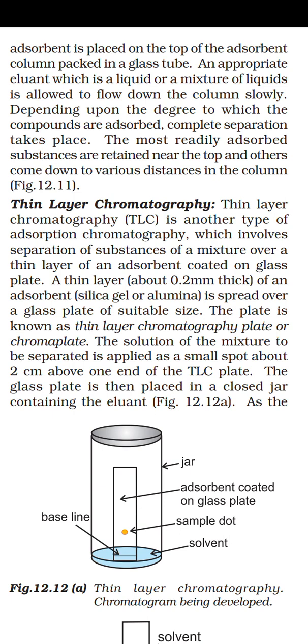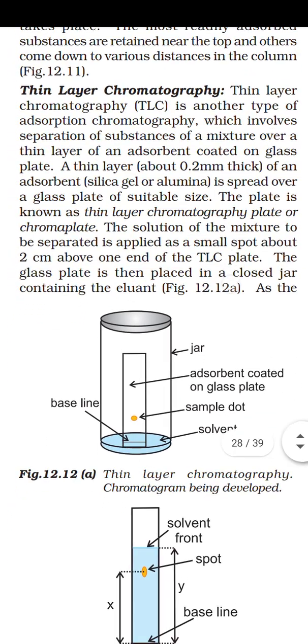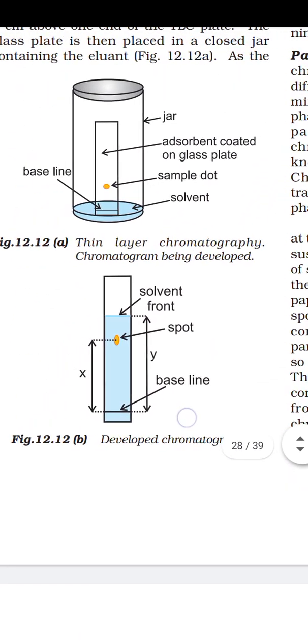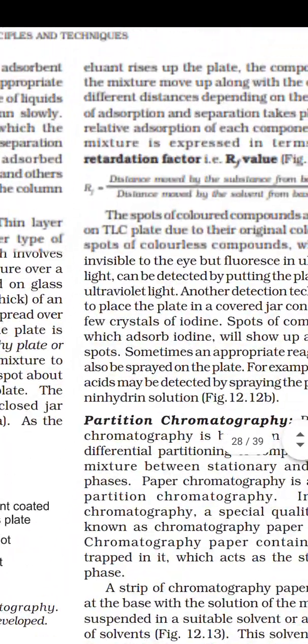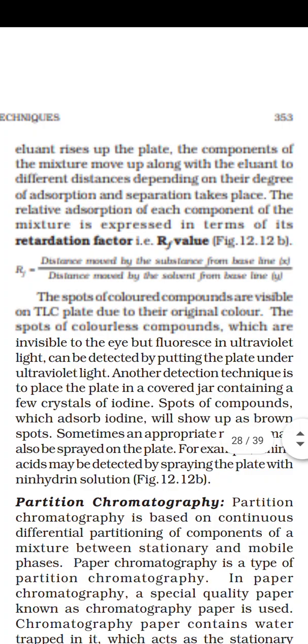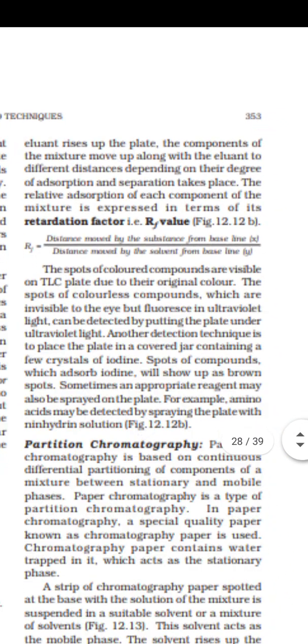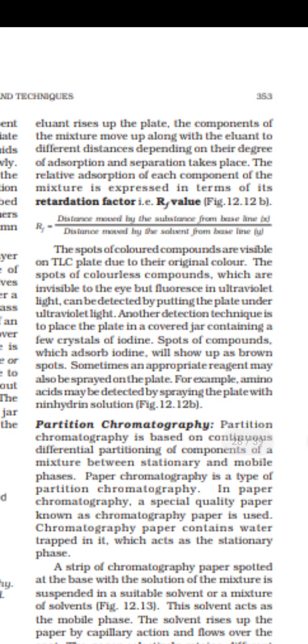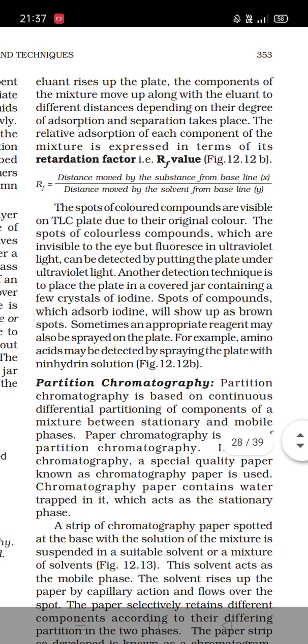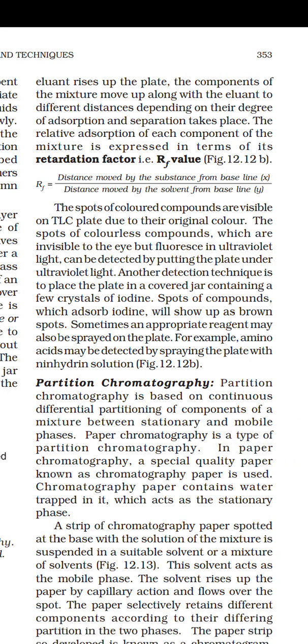The solution of the mixture to be separated is applied as a small spot about 2 cm above one end of the TLC plate. The glass plate is then placed in a closed jar containing an eluent. Here the thin layer chromatogram is being developed, and the eluent rises upon the plate. The components of the mixture move along with the eluent to different distances depending on the degree of adsorption, and separation takes place.